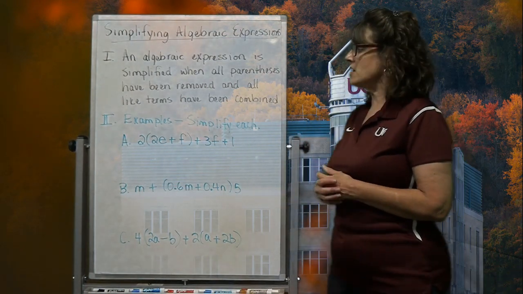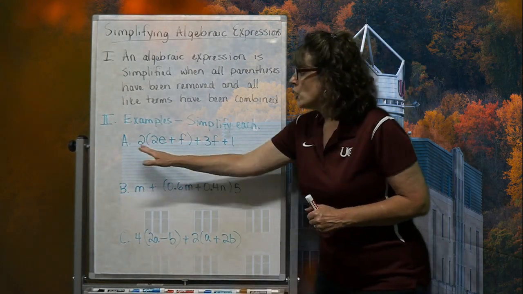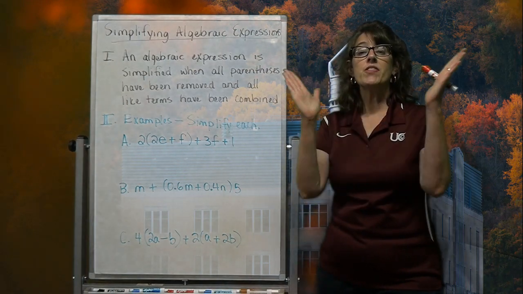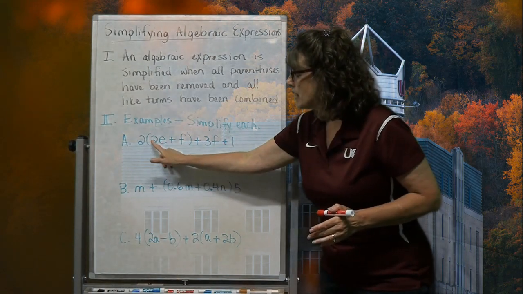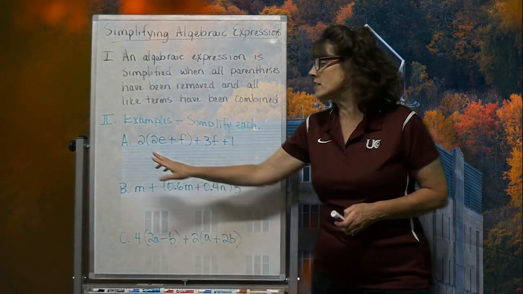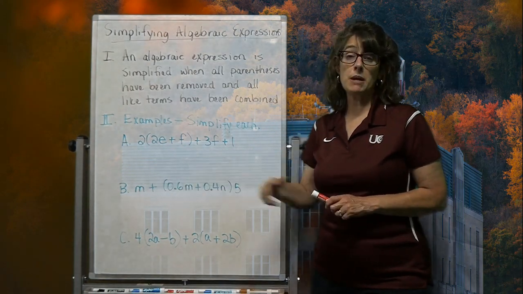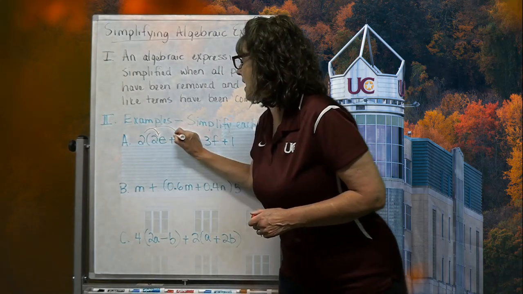So let's take a look at these three that we're going to simplify. Notice the first one says 2 parentheses 2e plus f. Remember, when things sit up against each other, that indicates multiplication. The reason that parentheses is there is to remind me this 2 is not just being multiplied to the 2e, it is also being multiplied to the f. There is your distributive property in action.